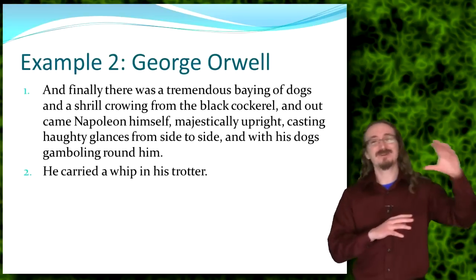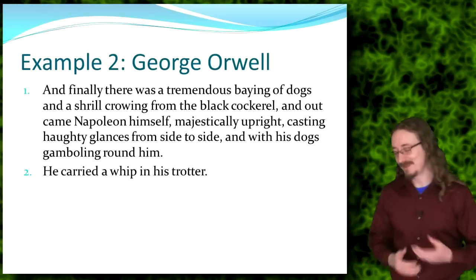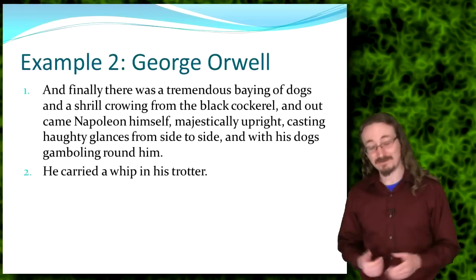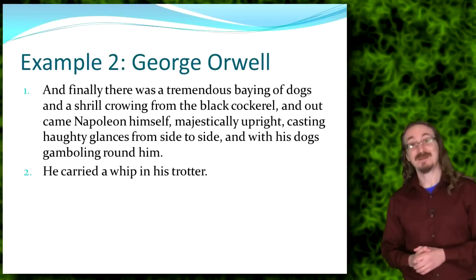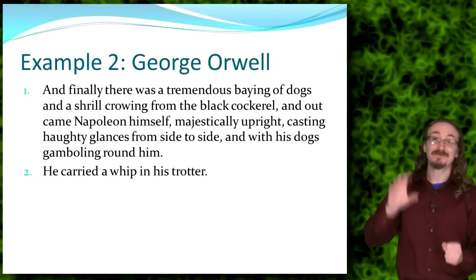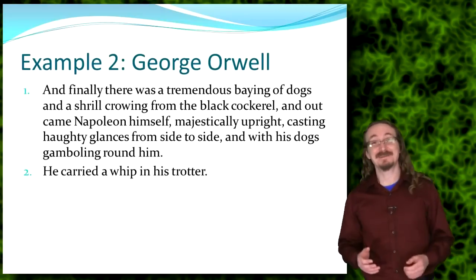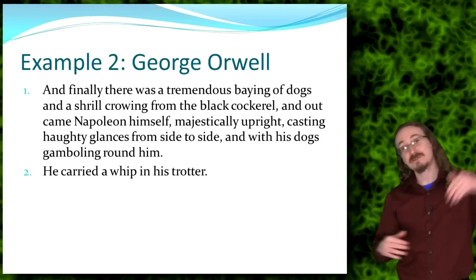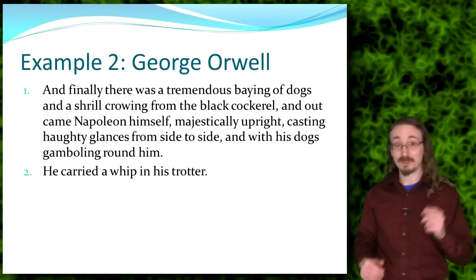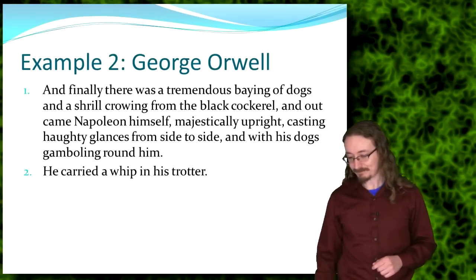So you see, we go from those sort of long, elegant sentences with lots of elements to just that short sentence, he carried a whip in his trotter. Because that's a really shocking moment in the narrative, and George Orwell is a really good stylist, so he knew to go from the long sentences to the short one when he wanted to make that really poignant point there.